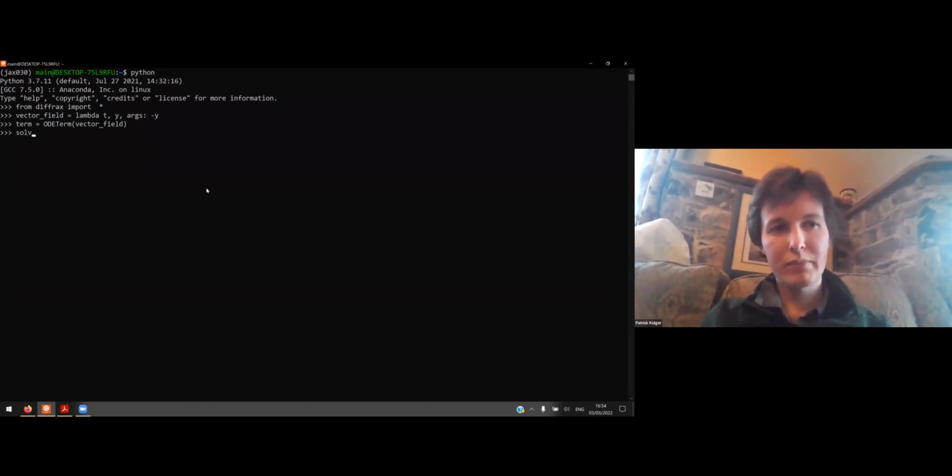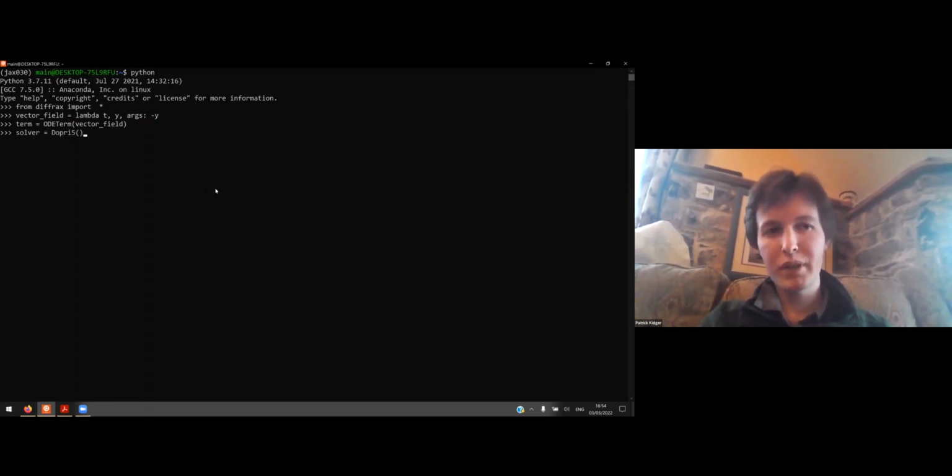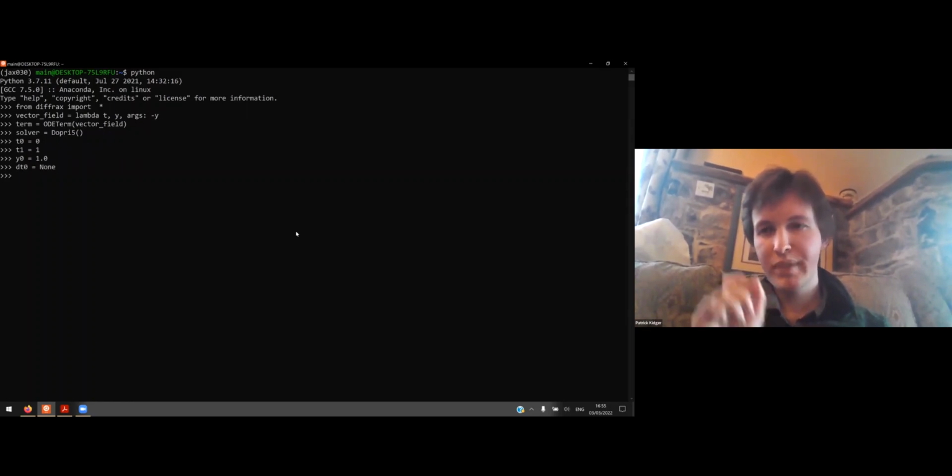And then actually, let's do the solver next. So Diffrax is one many of you may have heard of, Dormand-Prince 5/4, standard ODE solver. And then specify our region of integration and where we want to start from. And then, actually, sorry, I also need to tell you, let's pick the initial step size automatically. That's what dt0 equals None does.